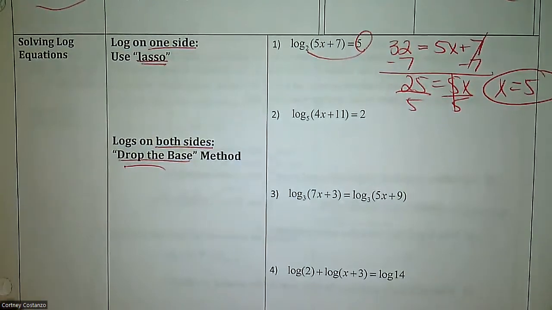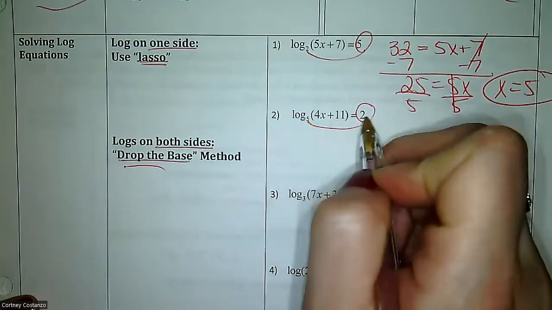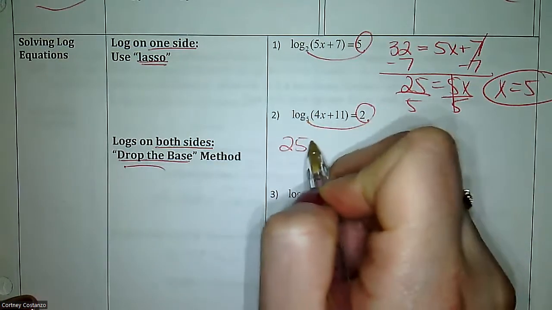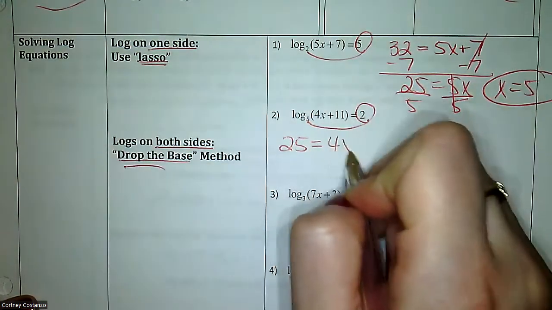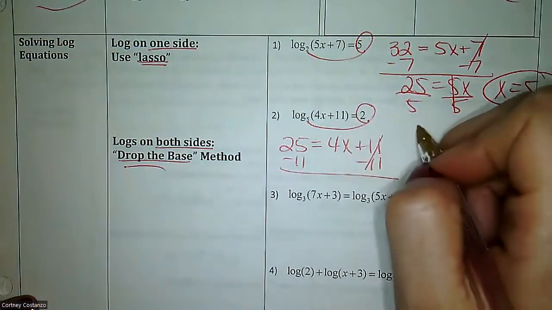So if we want to practice that again, remember lasso a log. So you take your base, whoop, loop it up, 5 squared. Not 5 times 2, 5 squared is 25. Simple solving from there.